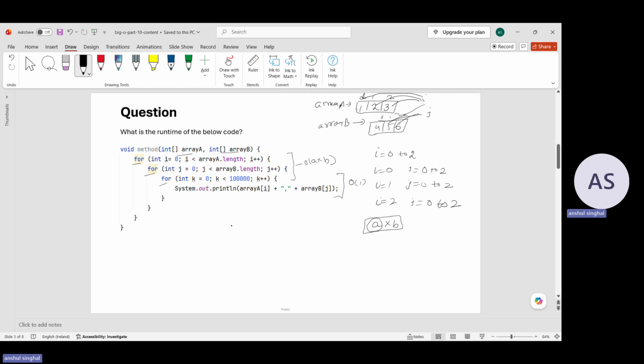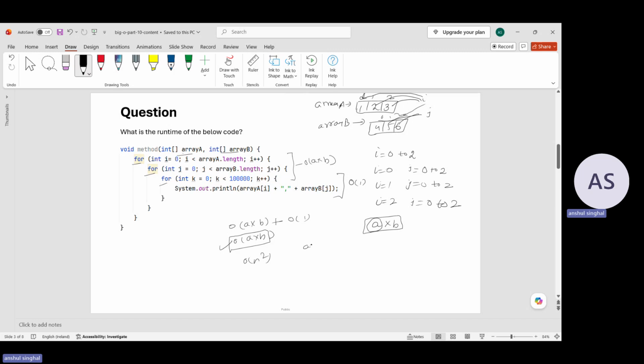So overall, my complexity is going to be order of A times B plus order of 1. Finally, we can drop the constant. So ultimately, my answer is going to be A times B. And please note that you can never say it's order of n square, because we do not know the length of array A and the length of array B.